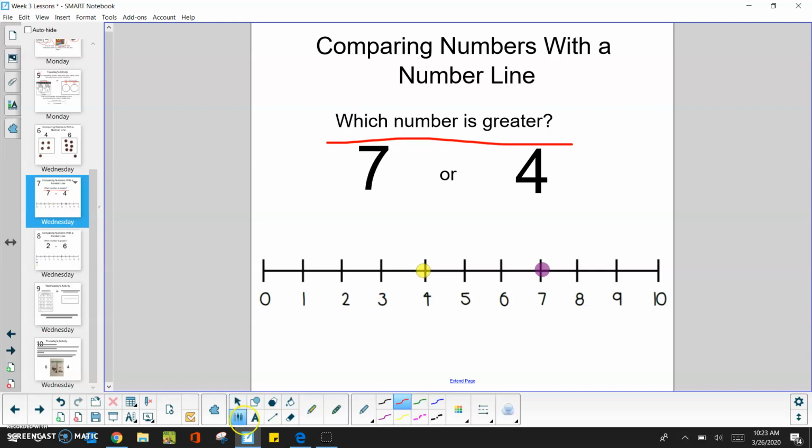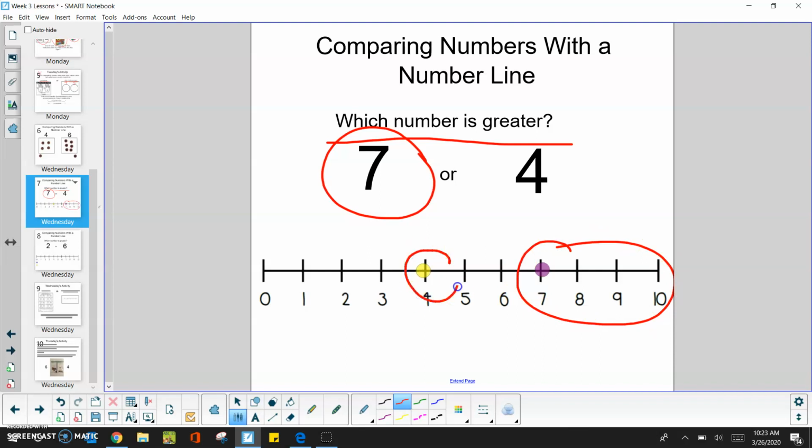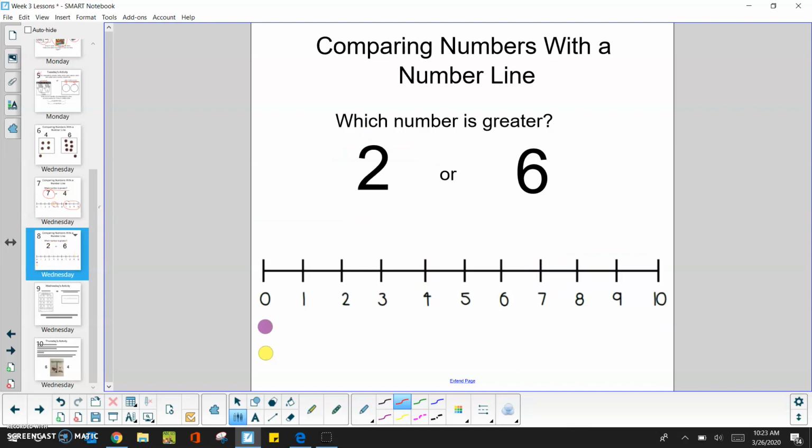Hopefully you said that 7 is greater because if we see right here, 7 and 10 are really close. And we can see over here that our yellow dot is a lot further away from 10. So we know that 7 is greater than 4. Let's try another problem with our number line. It says, which number is greater, 2 or 6?